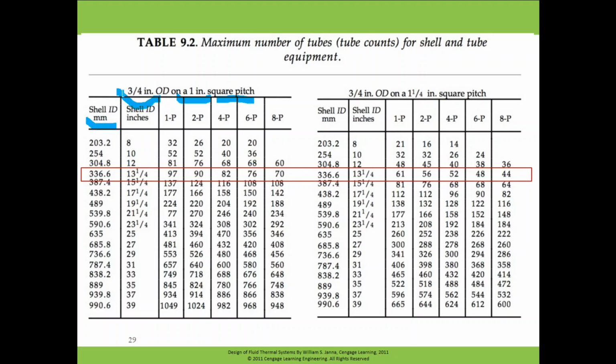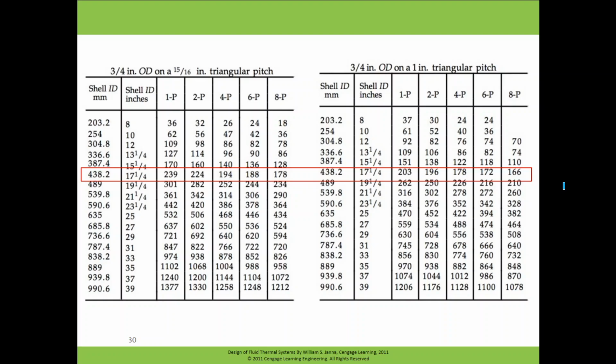inner diameter and corresponding to the tube outer diameter, and the distribution of the tubes, whether it is square or triangular, and the pitch of the tubes, whether it is 1 inch or 1 1/4 inch, or 3 by 4 inch. So there are different distributions. 1 and 1 1/4 inch are given in your textbook. The two pitches are given.